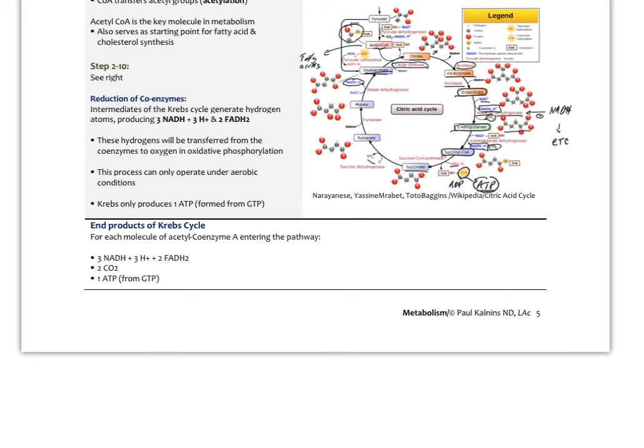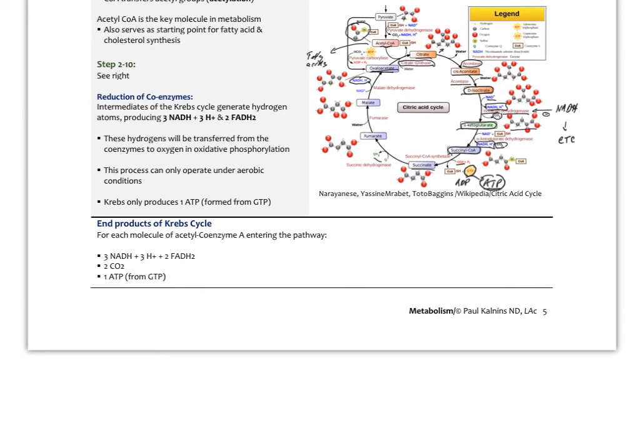So the end products of the Krebs cycle are going to be 3 NADH. So this was for each molecule of acetyl-CoA going into the pathway. And again, a single molecule of glucose will give 2 acetyl-CoA. So we'd have to double these numbers per molecule of glucose if we're looking at glucose as an energy substrate. But for every molecule of acetyl-CoA going into the cycle, we get 3 NADH plus 3 hydrogen ions plus 2 FADH2. So we get these charged electron carriers. We get 2 carbon dioxide molecules coming out.